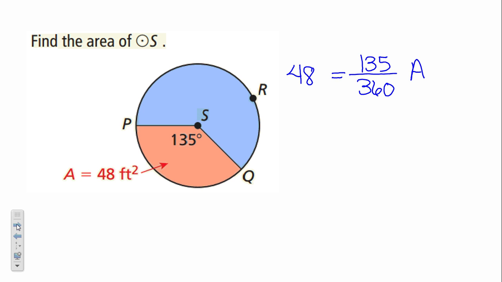So what do we do to get the area by itself if it's being multiplied by 135 over 360? Divide, but dividing by a fraction is the same as multiplying by its reciprocal. So we simply flip it over. Instead of multiplying or dividing by 135 out of 360, we're multiplying by 360 over 135. We can't divide it out and then multiply because that would be multiplying both sides by the same number. So we have to multiply by its reciprocal. So these cancel, and we get plain old area of our circle.